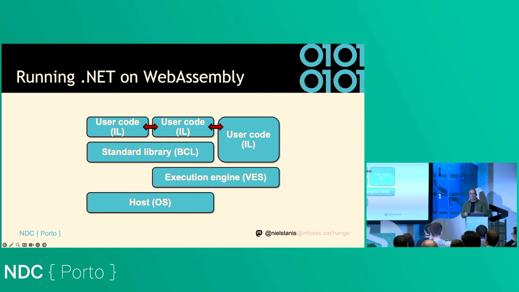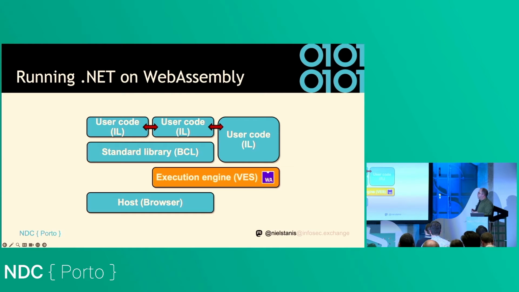How can we run this on WebAssembly? The execution engine, VES, can run on WebAssembly if you compile it to WebAssembly, since it's a C code base. And that's exactly what's been done for Blazor. Then you can run it inside the host, which is a browser in this case, right?